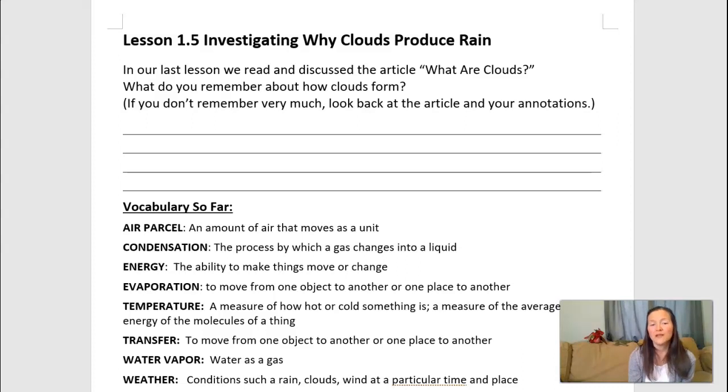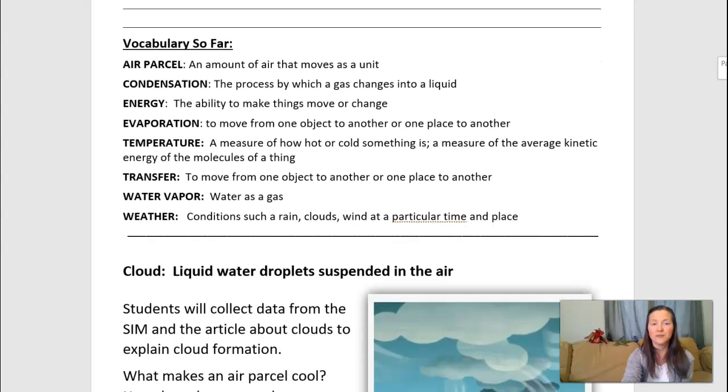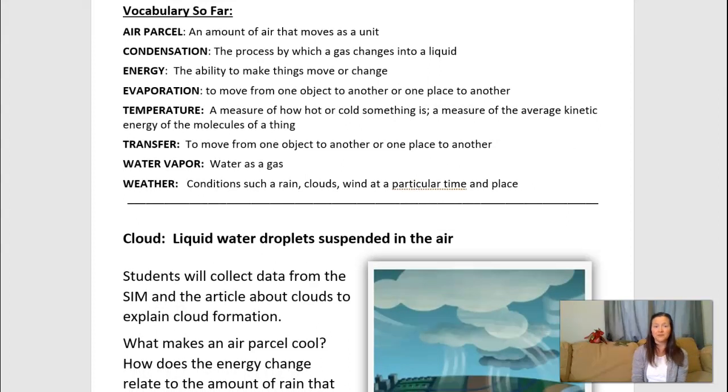Okay. Let's review our vocabulary so far. So in the packet, you can see that we have a variety of vocabulary terms that we should all be familiar with at this point. Air parcel, condensation, energy, evaporation, temperature, transfer, water vapor, and weather. Some of these words we learned in this unit, and some of these words we learned back when we did the thermal energy unit.